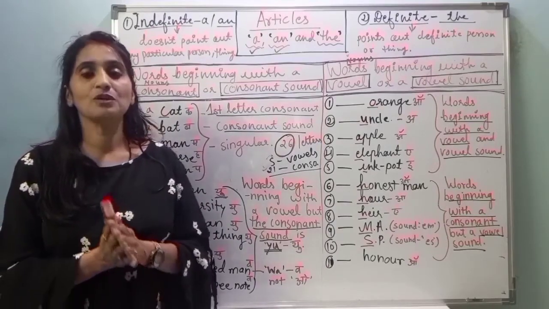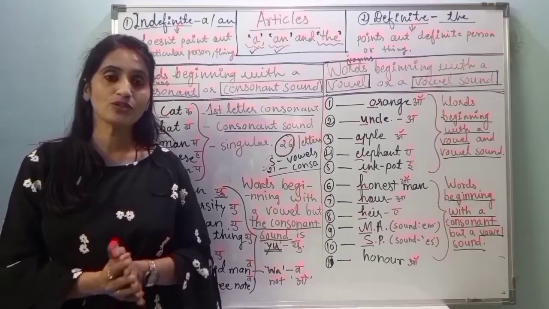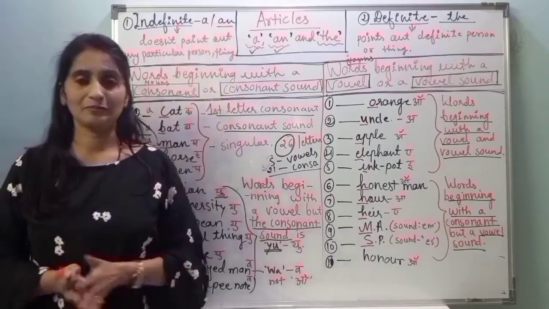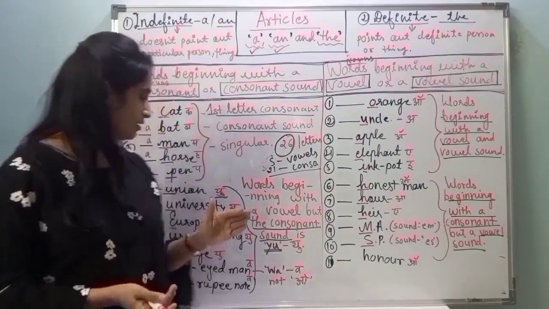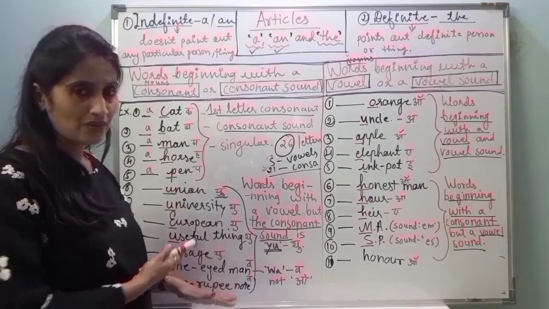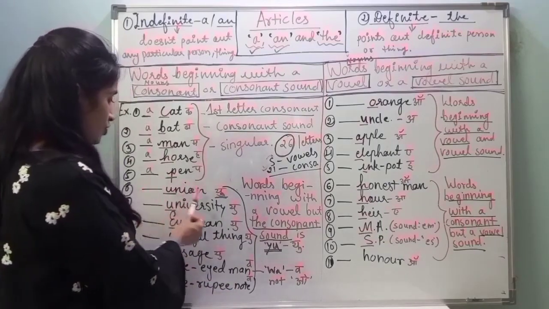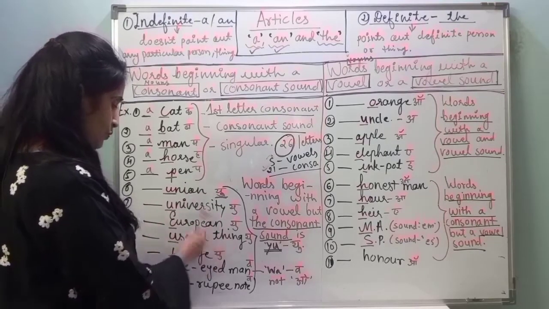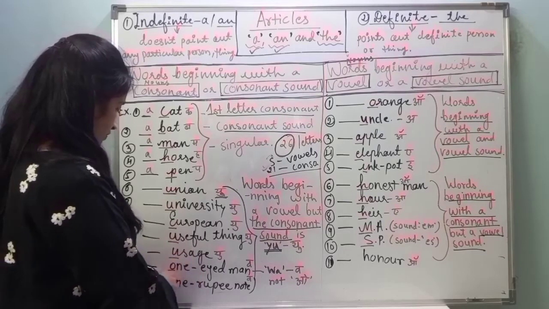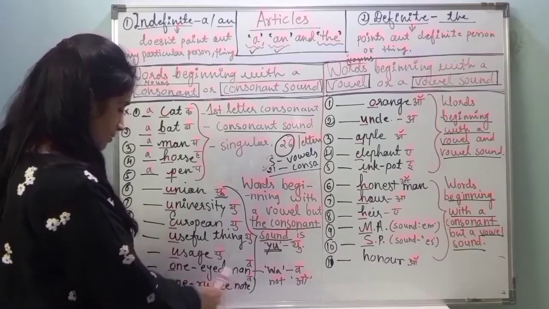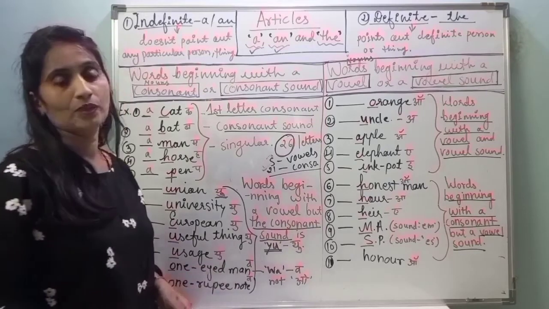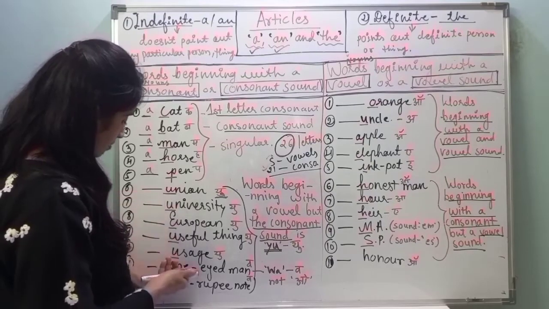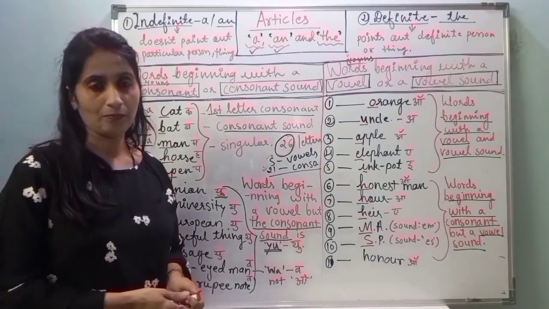Whenever we talk about only one person or thing, we should make use of the indefinite article a or an. Find it. Now here I have written some words. I am reading these words now: union, university, European, useful thing, usage, one-eyed man, 1 rupee note. You can see here that every word begins with a vowel.